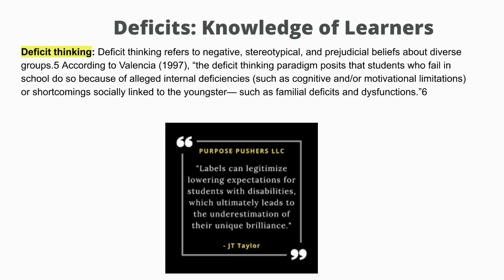Deficit thinking. This is a big, big no-no. Okay, anything that is negative, stereotypical, based on prejudice, and limits students and their abilities is deficit thinking. You want to avoid this. It's very crystal clear in the rubrics. This is what could lead to failure. So be aware of both your conscious and unconscious bias. And when in doubt, cross it out.